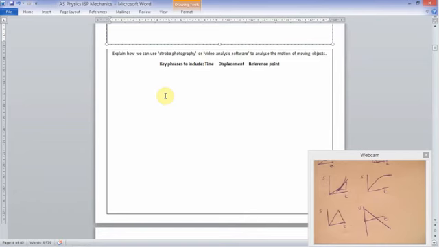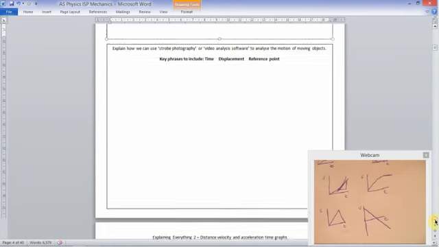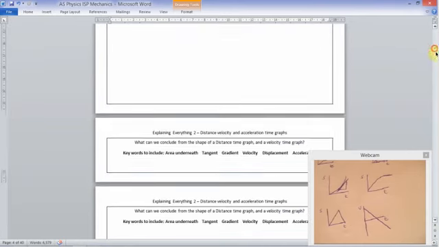We can do the same thing with video analysis software. You play the video and pause it, and move it forward frame by frame, and that allows you to analyse the motion in terms of what's going on. Excellent. So that's the explaining task done. Let's get stuck into the questions.